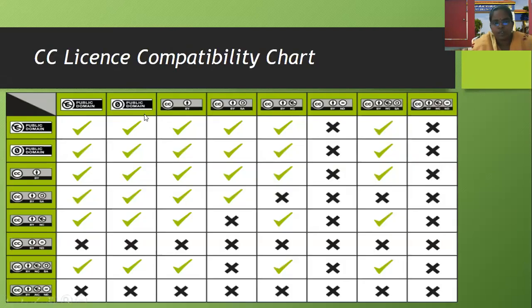We already discussed the 6 types of Creative Commons licenses. The CC license compatibility chart is for your reference. I have given it in that chart.